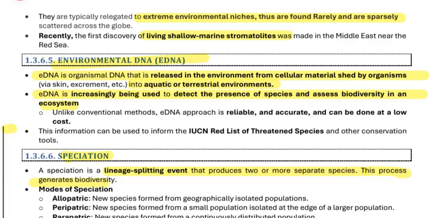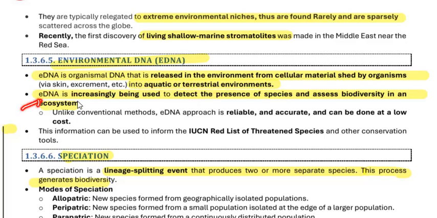Next is about environmental DNA. This is eDNA. The e is not for electronic here, it is for environmental DNA. It is the organismal DNA that is released into the environment from cellular material shed by the organism via skin, excrement, etc. into aquatic or terrestrial environments.